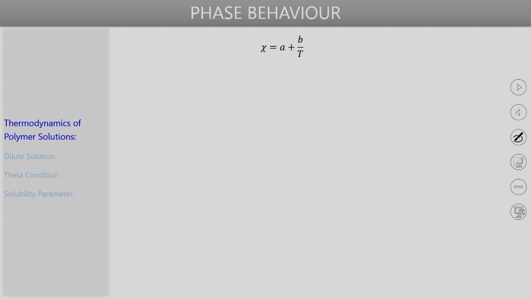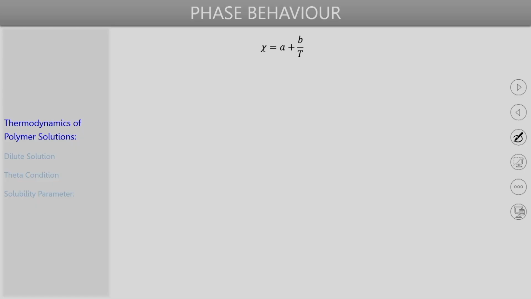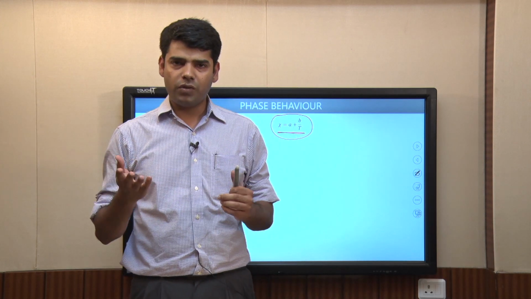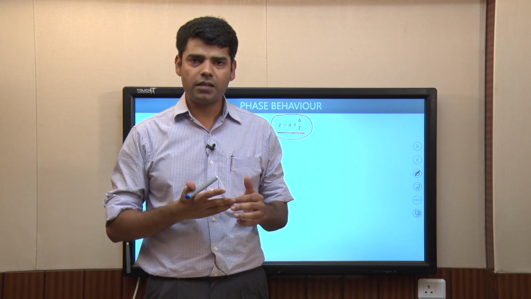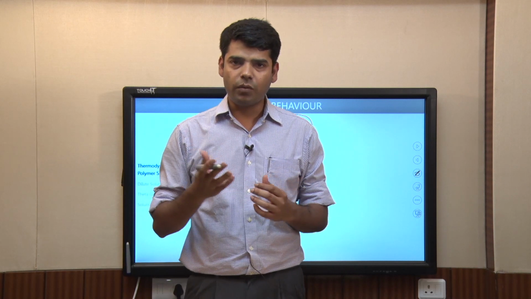Next, very quickly let us just look at the phase behavior of polymer solutions. So, we will start this discussion by this expression for chi parameter, which gives a dependence of this chi parameter on temperature. So, the typical phase diagram for polymer solutions or in general any liquid solutions, it is common to draw a phase diagram where the y axis is the temperature and the x axis is some kind of measure of composition.